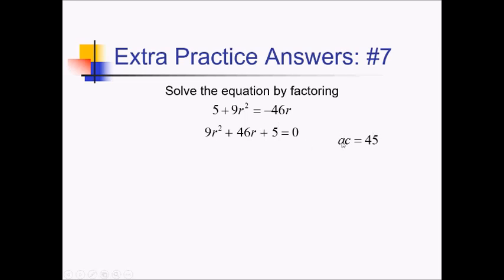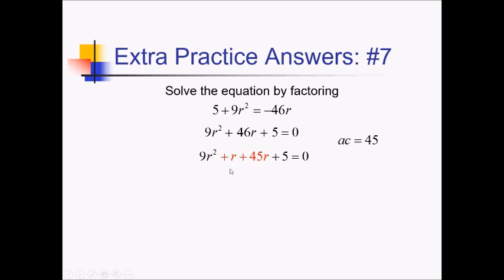Well, how about 1 and 45? 1 plus 45 equals 46. So I'm going to split up 46r into 1r plus 45r. And now that I've got 4 terms, and let me write equals 0 there. There we go. Now that I've got 4 terms, I'm going to factor this by grouping.